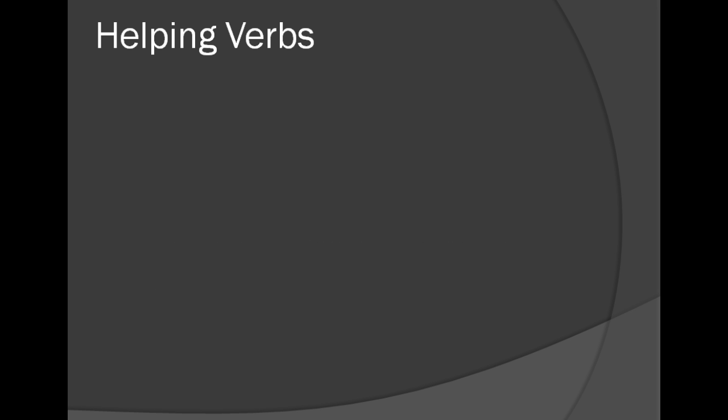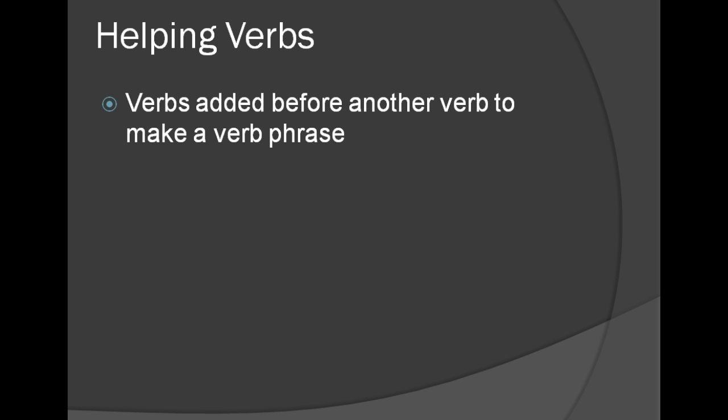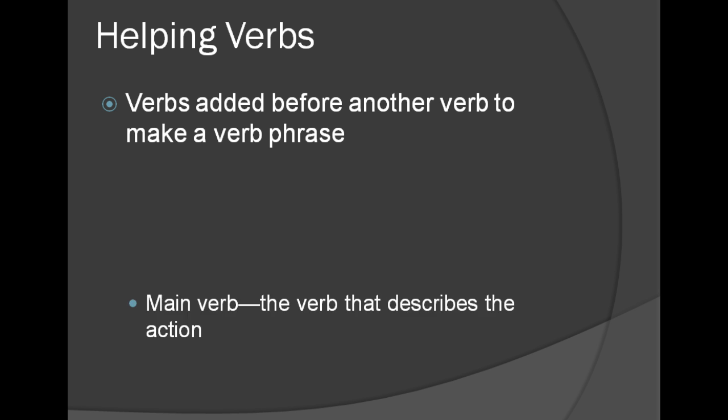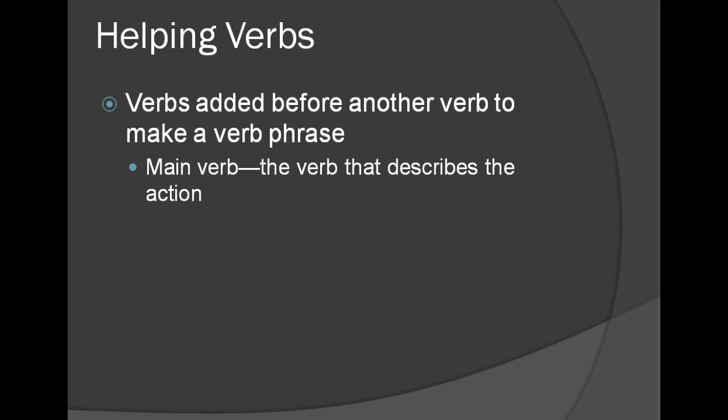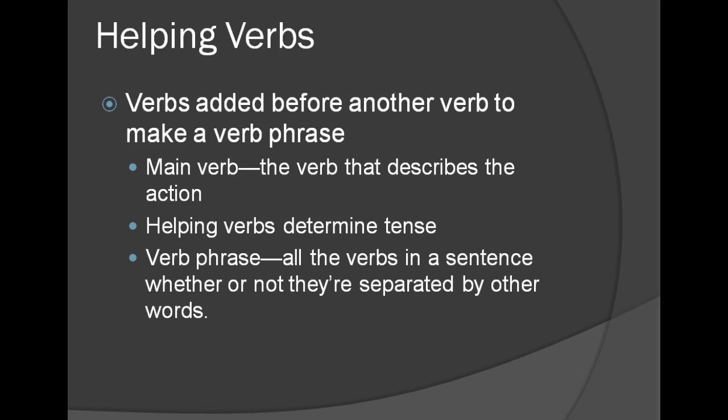We also have helping verbs. These are verbs that are added before another verb to make a verb phrase. The verb that it is added to is called the main verb, and that's the verb that describes the action. So a helping verb determines the tense because it will be something like had or will that changes the tense of the verb in conjunction with the main verb that describes the action. This makes a verb phrase, which are all the verbs in a sentence whether or not they're separated by other words.